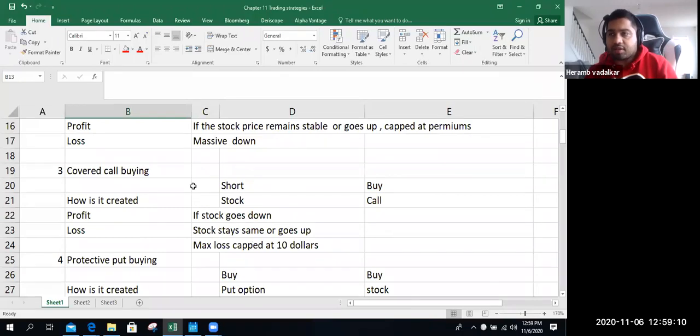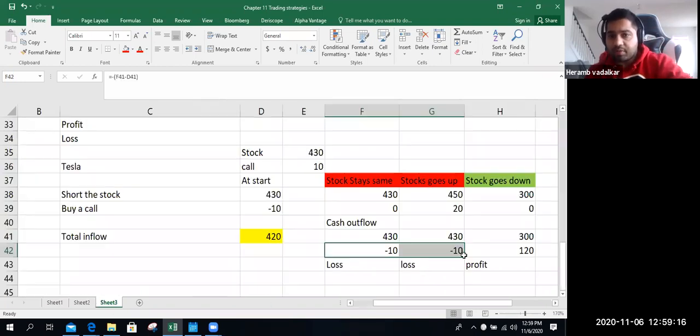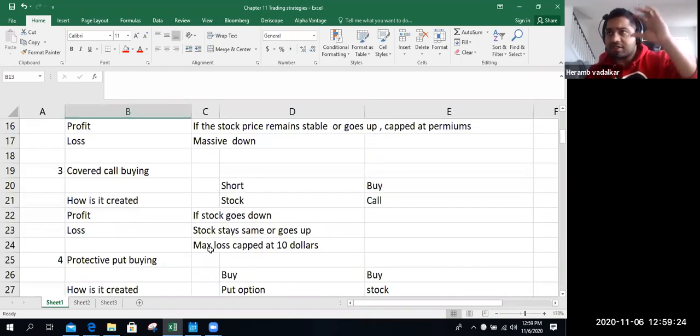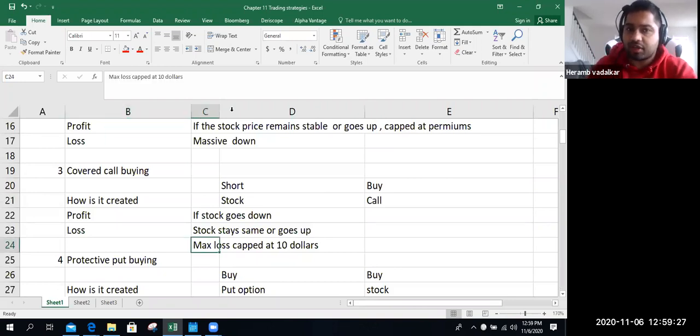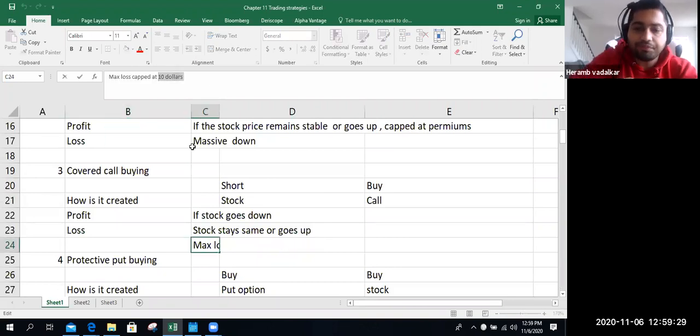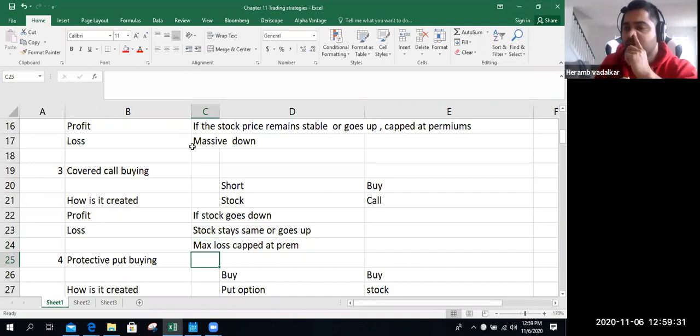Covered call buying, what's the benefit? You'll buy covered calls if you think that the stock's going to go down, because you make money when the stock goes down. But if the stock goes up, you want your losses to be capped. So the maximum loss is capped at the premium amount. You cannot lose more than the premium. So that's the benefit of buying a covered call.